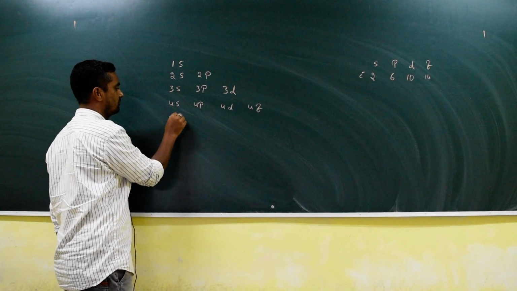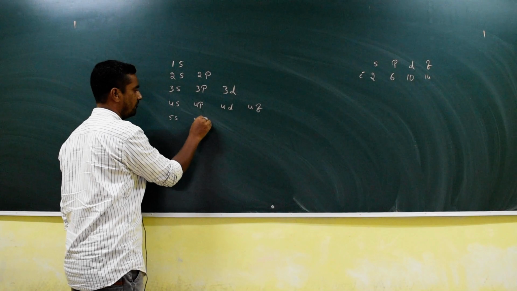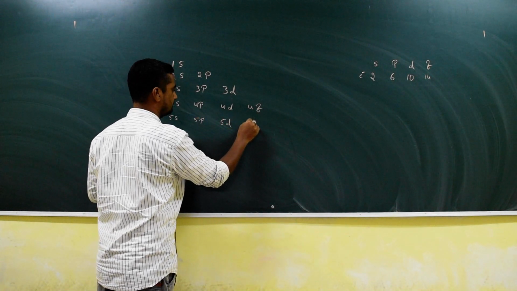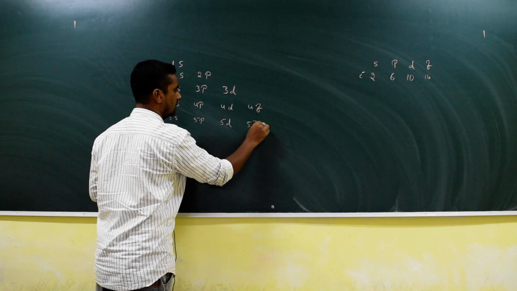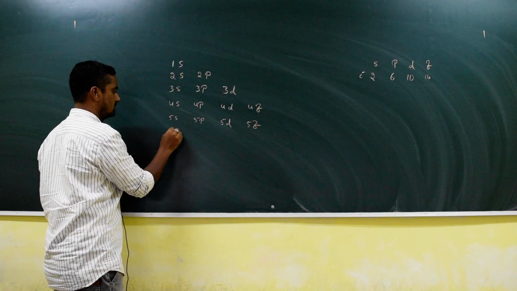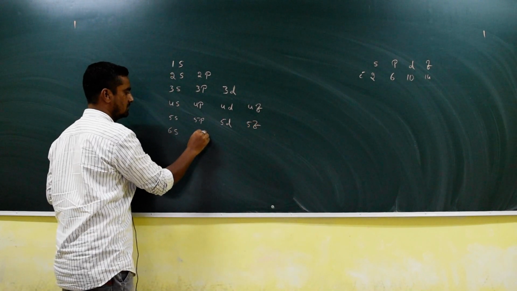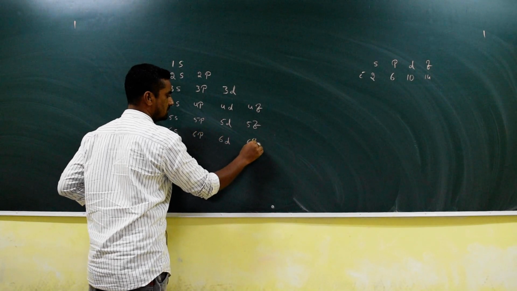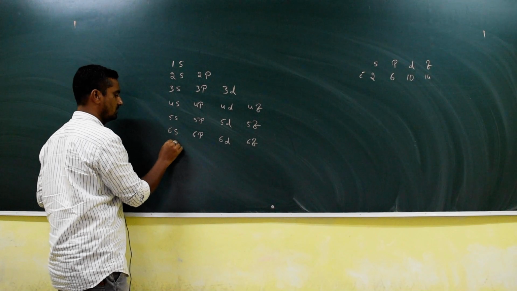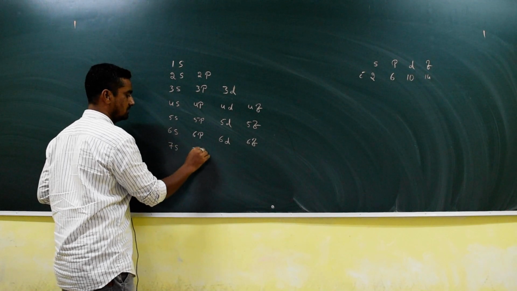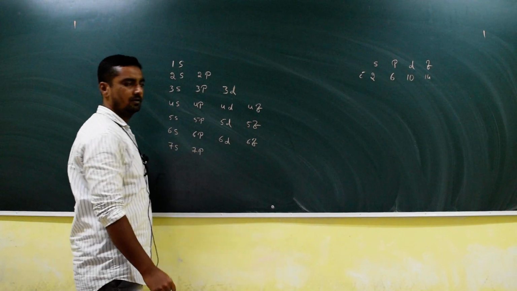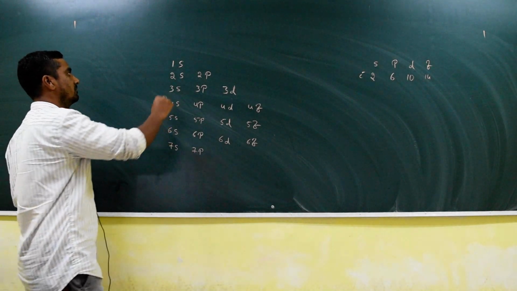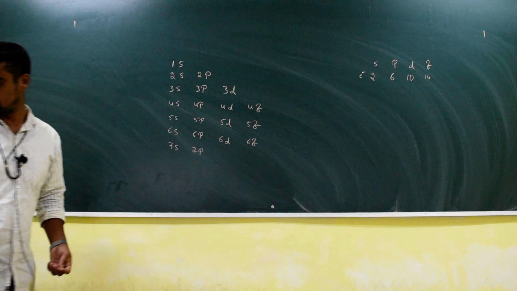Here it is 5s, 5p, 5d and 5f, then 6s, 6p, 6d and 6f, then 7s and 7p, like that only. You can write it after that. But in terms of here, you should write the arrow marks.